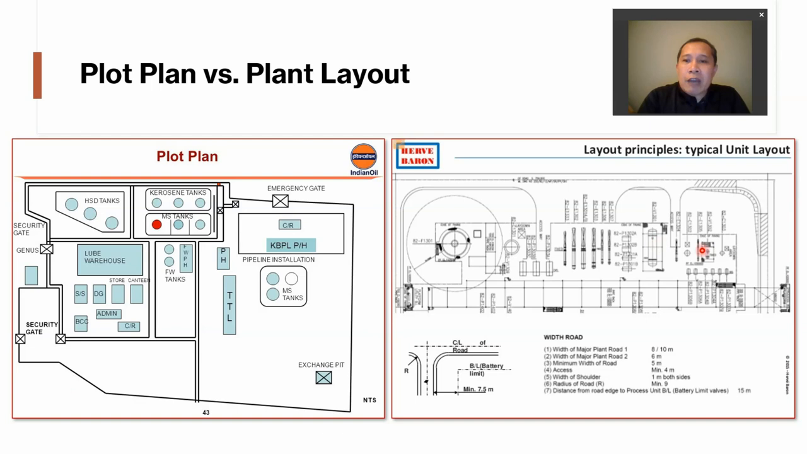However, a plant layout will give you a more detailed view of where the individual equipment is placed. These small boxes represent process equipment, drawn to scale, and this would be the pipe rack. This is the main highway, so to speak, for the piping to go through.